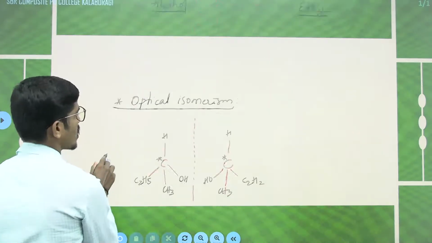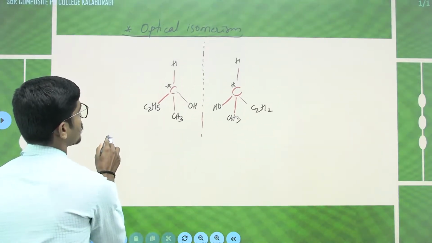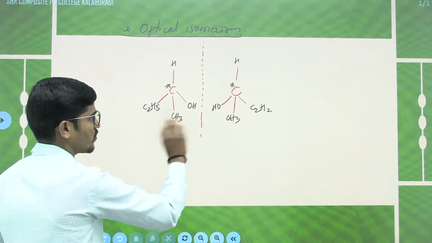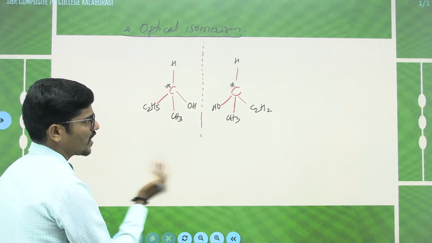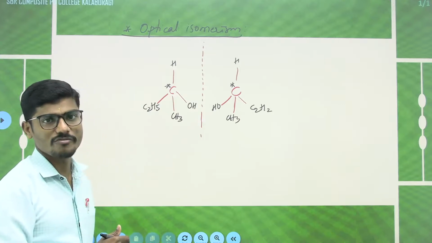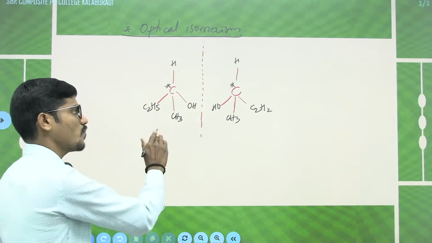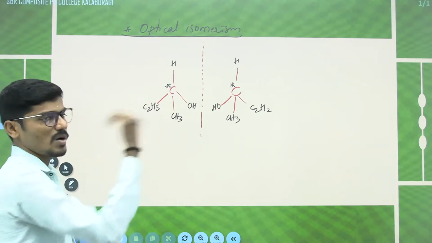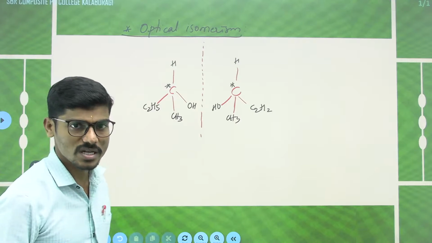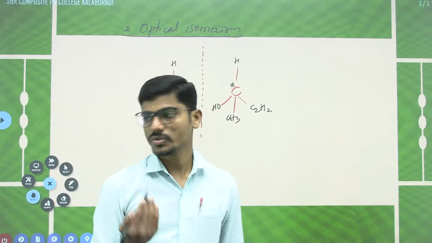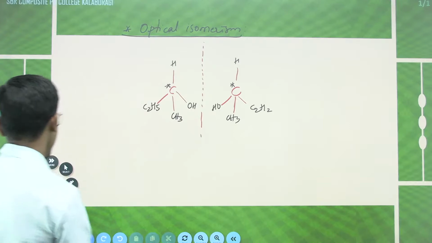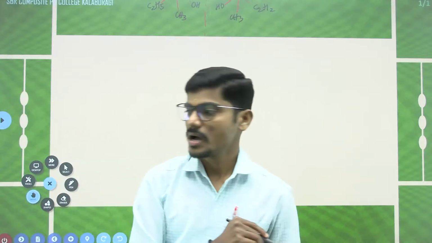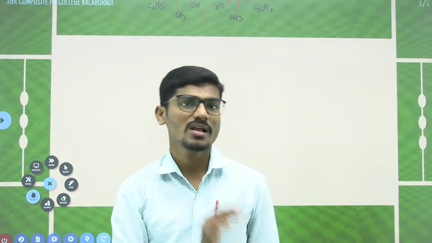And the last one is optical isomerism. That means two compounds which have the same molecular formula but differ in their rotation of plane polarized light, because one compound rotates the plane polarized light towards the right side, and the other compound rotates it towards the left side. Therefore, these two are optical isomers. So this is the concept of isomerism in alcohols.